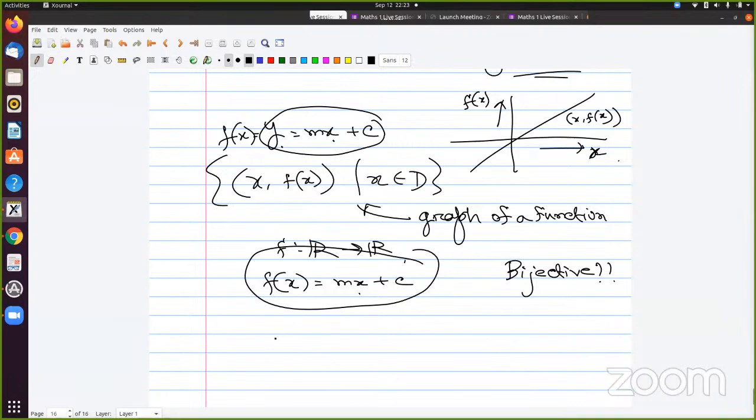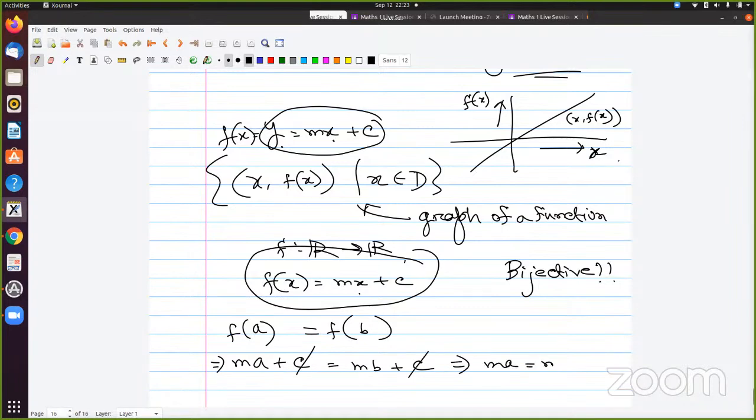So what do we check? We have to check whether two distinct inputs can give me the same output or not, right? So let's start with two inputs. Can we have f(a) equal to f(b) if a and b are different? Let's check. What is the output for a? It is ma plus c. What is the output for b? mb plus c. The c will get cancelled out.